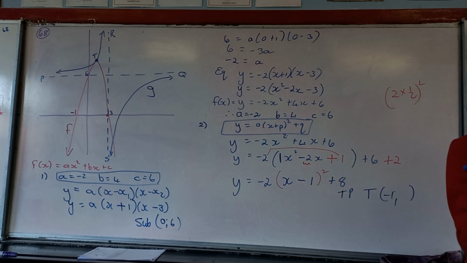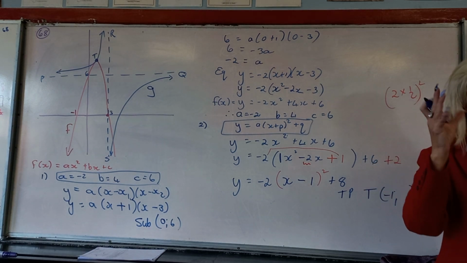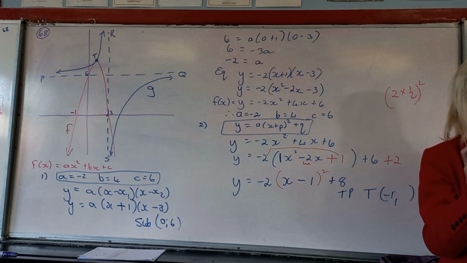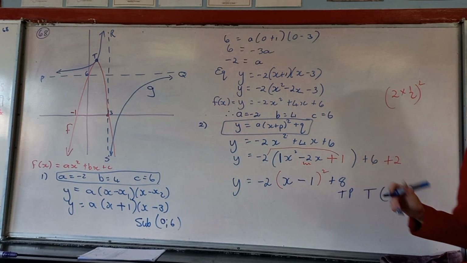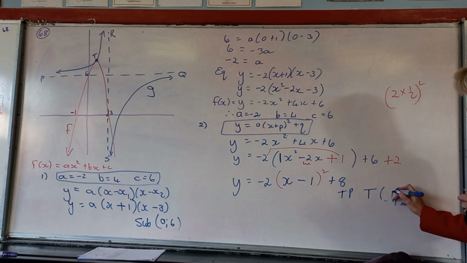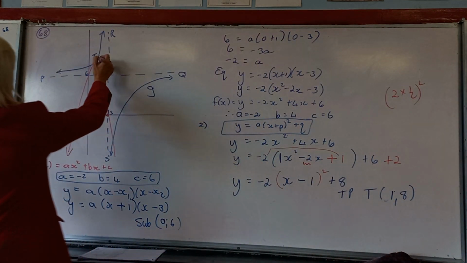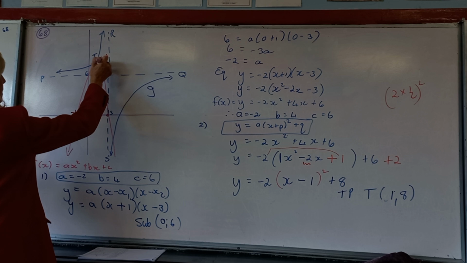Are you here with me? Yes. Do you see that if you make a mistake and you look at the logics behind it, it should somehow come to you and say, something's not like that. Let me check where I made a mistake. So that the turning point then is positive 1 and 8. Positive 1 and 8. So there's my turning point 1 and 8.